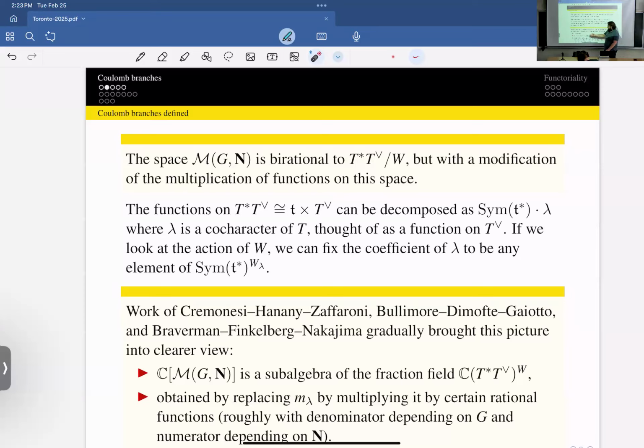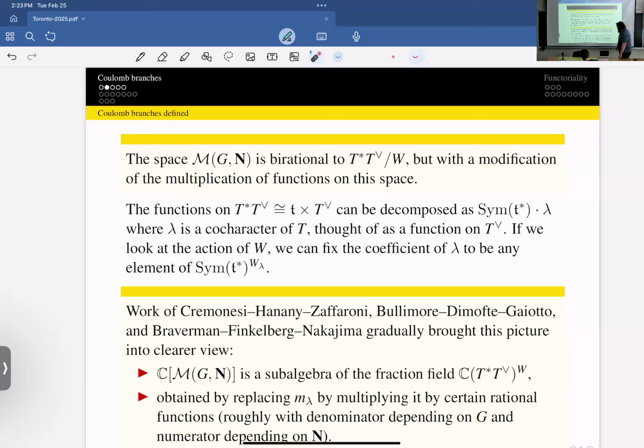if I look at functions on this guy, it's an affine variety. So it's determined by its ring of functions. That's a subring of this fraction field. So inside this fraction field, there's a subring, which is the functions that are regular on T star of T check. And I don't want quite that subring. I want some weird little modification of it, where I remove some elements and add some new elements.